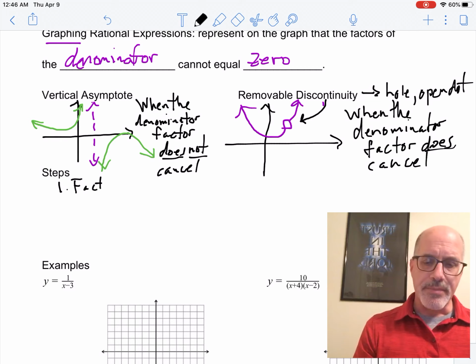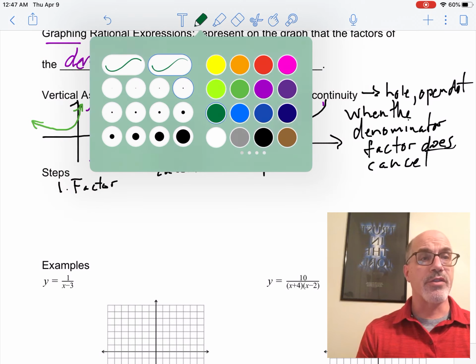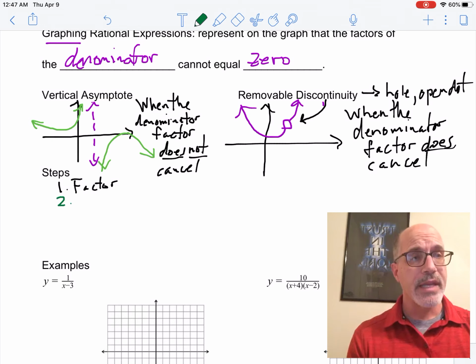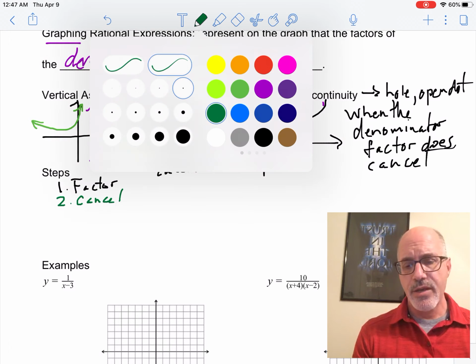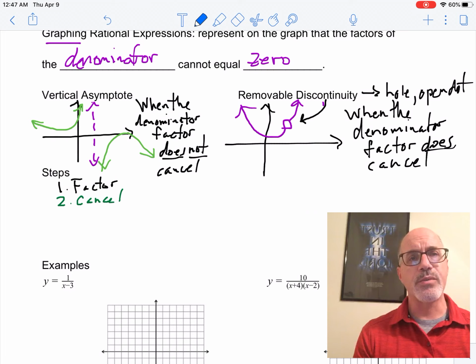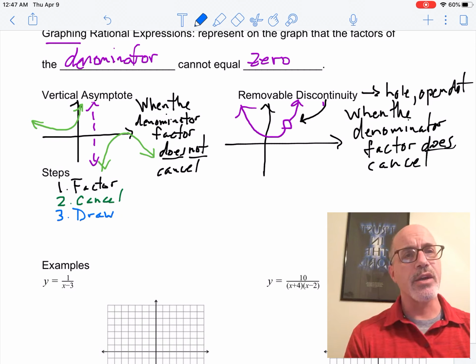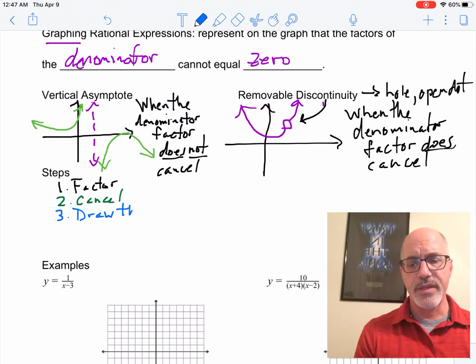So here are some steps for doing this. First step is to factor. You want to factor the numerator and the denominator, and then you see if there are any common factors in the numerator and denominator that you can cancel. Once you see which ones cancel and which ones don't, we then know how to draw the vertical asymptotes and the open dots on the graph.